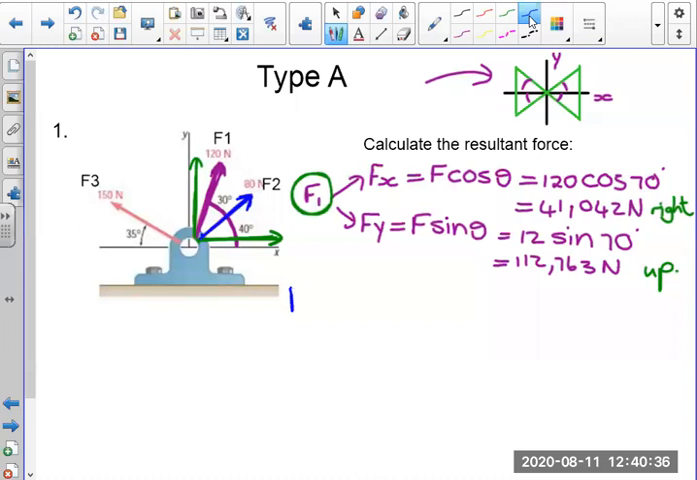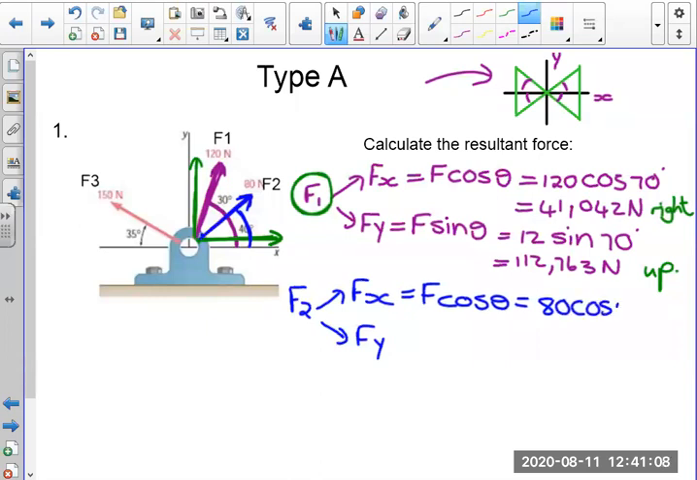Now, for F2, I'm going to do the same. I'm going to have the x component, and I'm going to work out the y component, because we want to get the resultant force of all of these. Now, when I look at this angle, it's going to be the angle there that it makes with the x-axis. And on my picture, it says that the angle is 40 degrees. So I'm going to have F cos theta equals 80 cos 40.